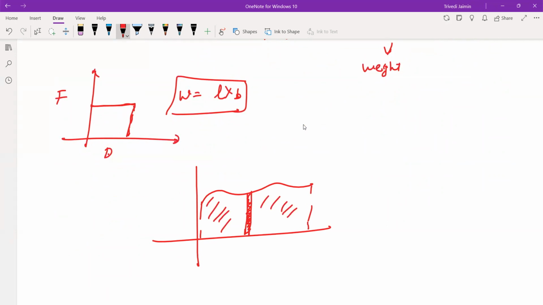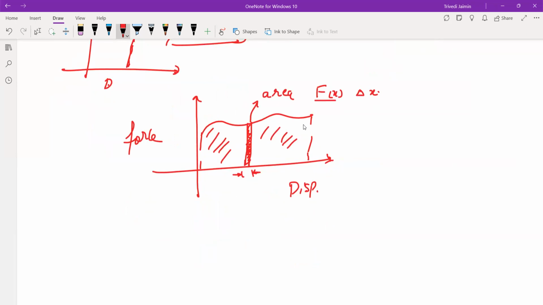Always understand what is the use of integration and what is the meaning of integration. We are summing all the areas, force and displacement. We are taking the small area, force F(x) into small delta x. Okay, so if I say this is x1, this is x2.